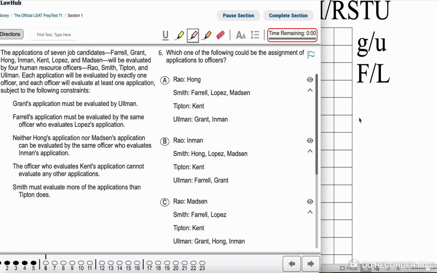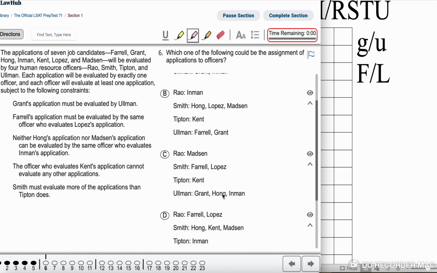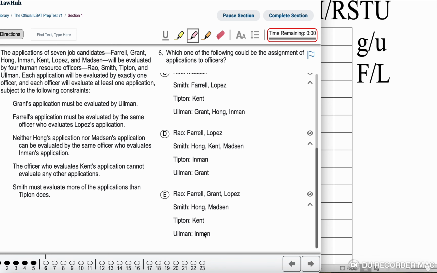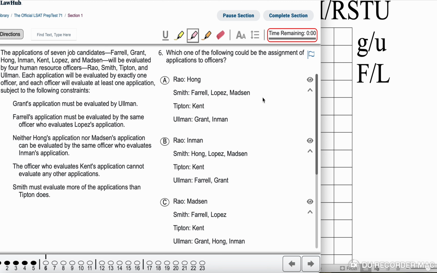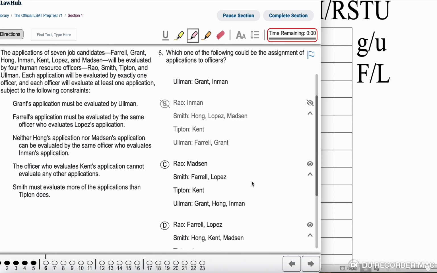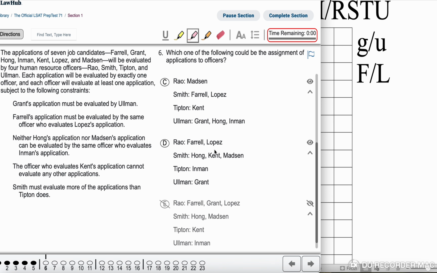Okay, so we can go through it one at a time. G's application must be evaluated by U. So that's correct, that's correct, that's correct. Choice E has I, so let's take that out. F's application must be evaluated by the same officer who evaluates L's application. So F and L. F and L are separated in B, so let's take B out. So hopefully this makes sense that we did two at a time.